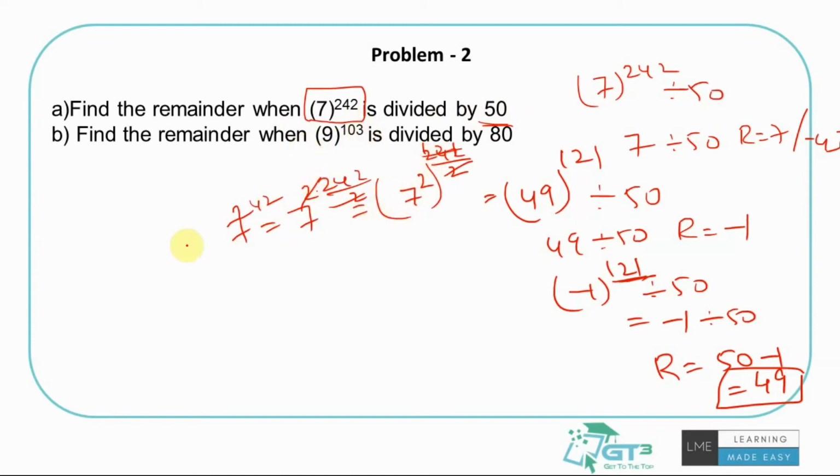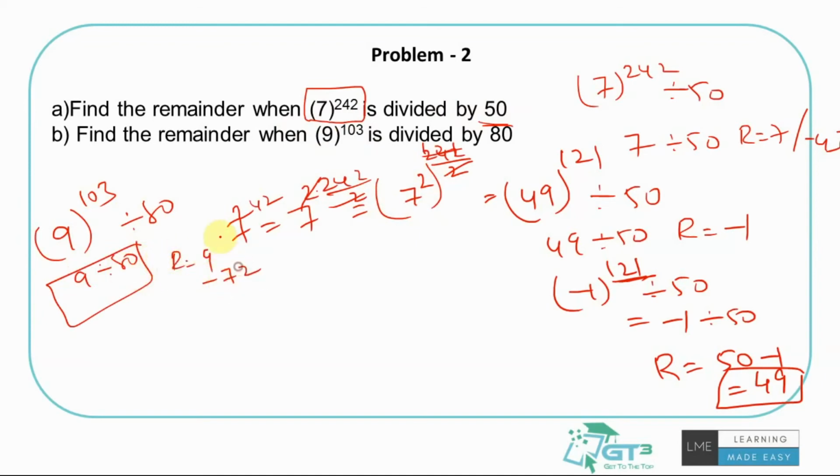9 power 103 divided by 80, same concept. So what would I do? 9 power 103, divided by 80. Again, 9 divided by 80 is not going to give me any relevant help. The remainder is 9 or minus 71, which is not of much use. So what would I do? Again I do a square, but what am I getting? I'm getting 103 by 2, right? This is not a favorable situation. But what can I do?